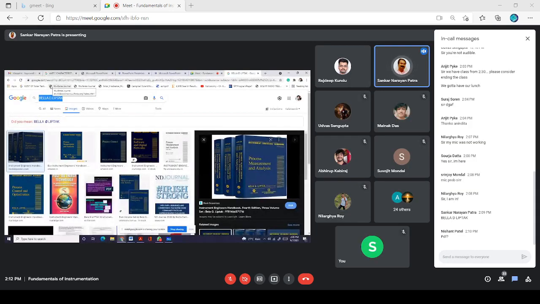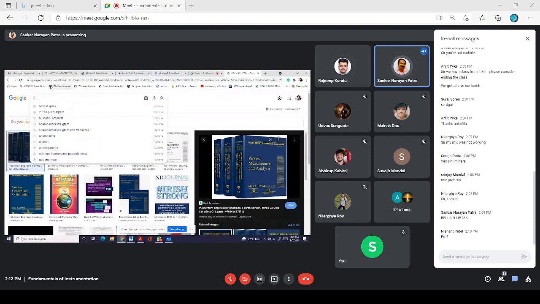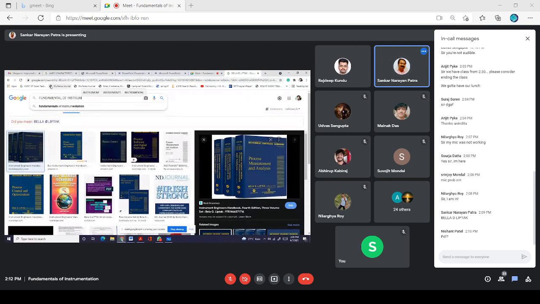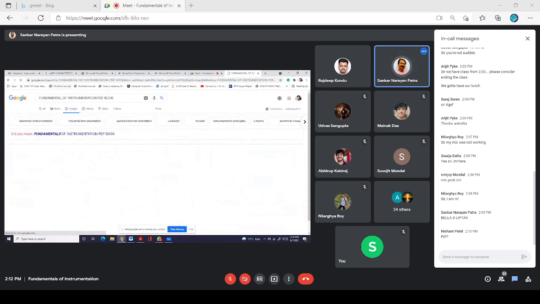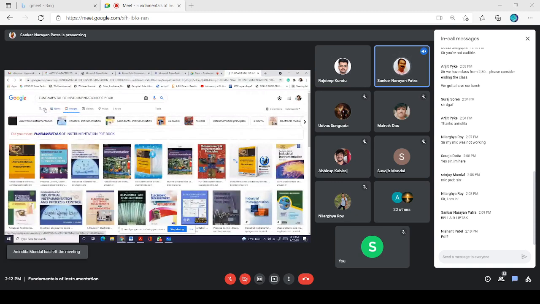You will find here, the process measurement book is important right now. There are several other instrumentation handbooks. And another thing I say is the Fundamentals of Instrumentation. Let me see. Okay, is there any book? Sir, Wiley Publications. I have to check whether any books are available.